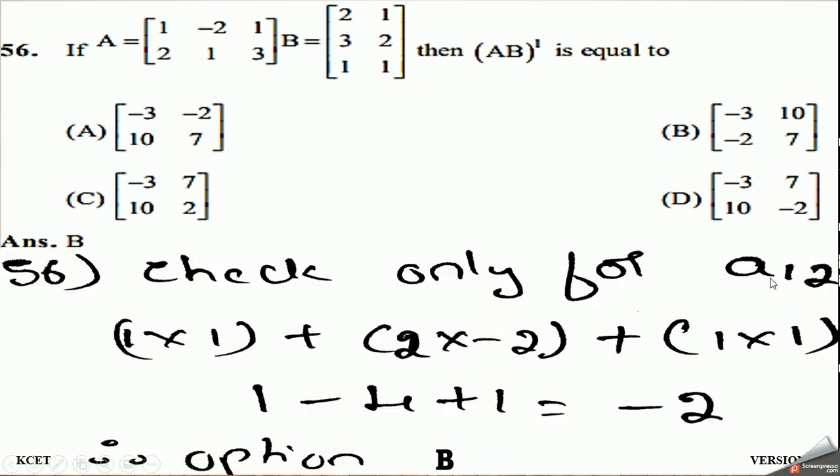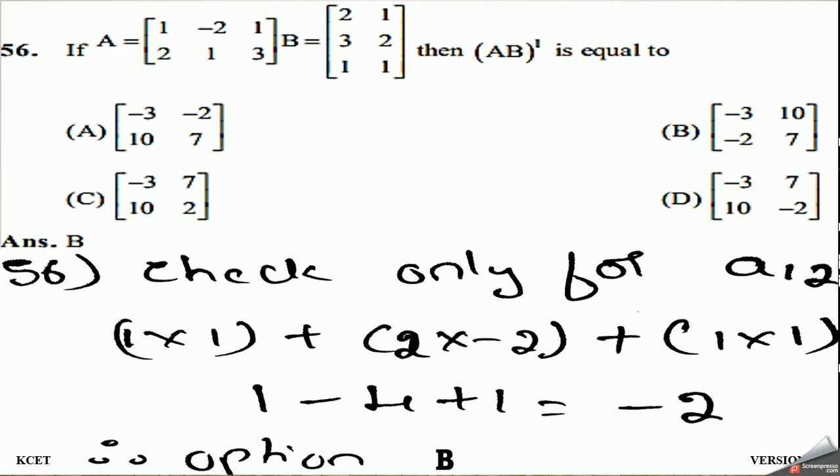I'm going to check for A1 2, first row second element. This is of order 2 by 3, this is of order 3 by 2. You are going to get this as 2 by 2. Consider 1 into 1 plus minus 2 into 2 plus 1 into 1. You are going to get 1 minus 4 plus 1, which is equal to minus 2.